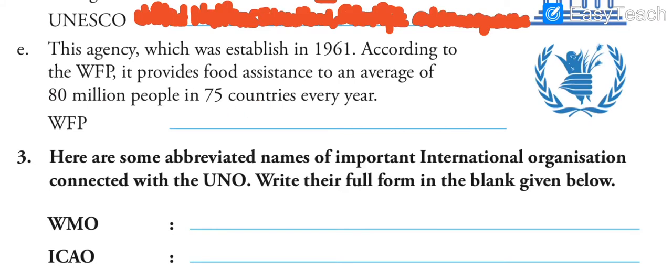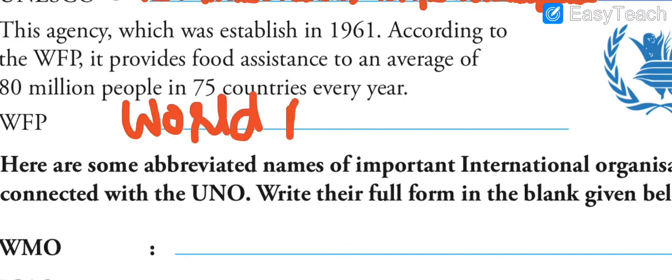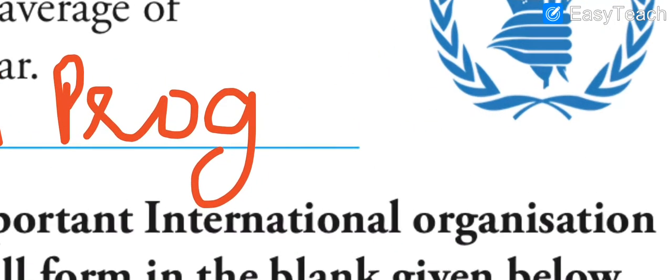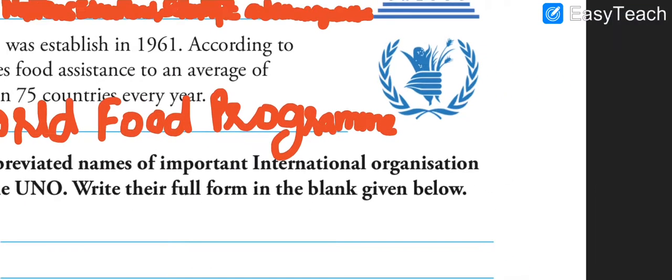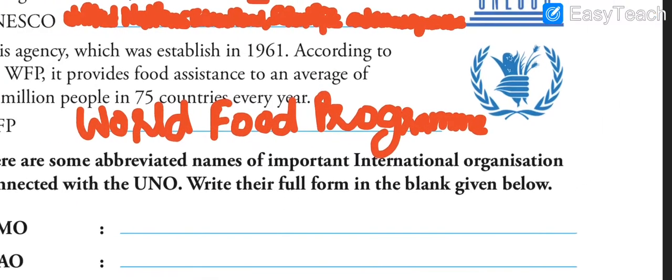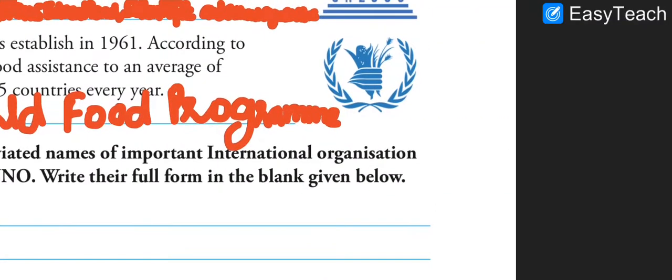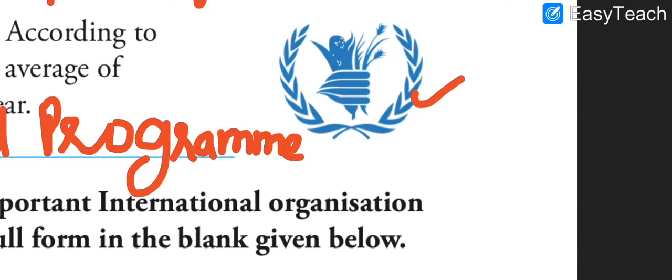So the full form is World Food Program. See, wherever I is written, it stands for International, and wherever W is written, it stands for World. Since we are talking about food assistance, F stands for Food and P stands for Program. You can see the logo also here. This is the logo of the World Food Program.